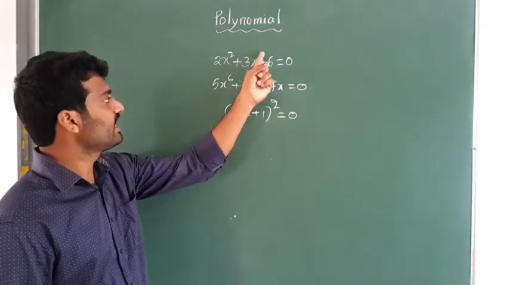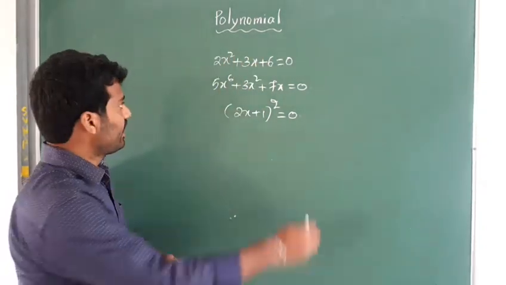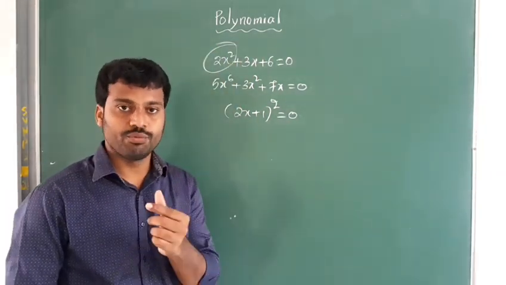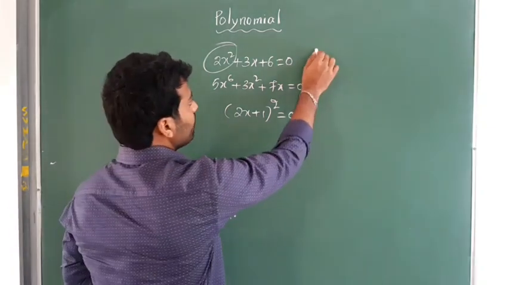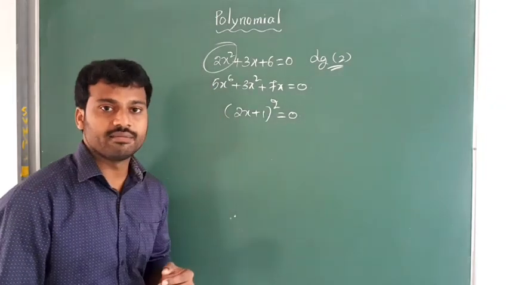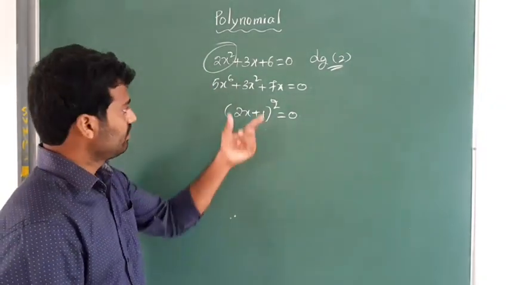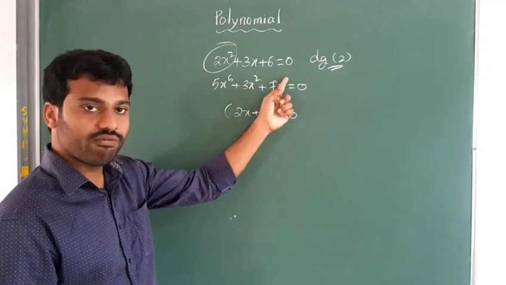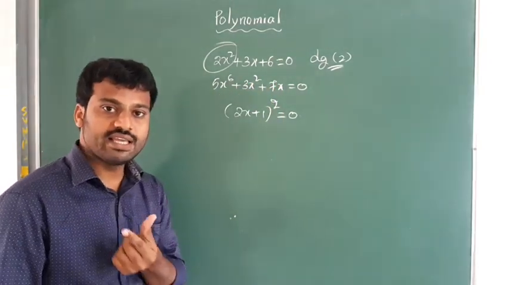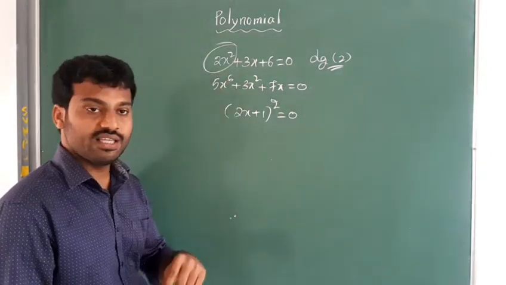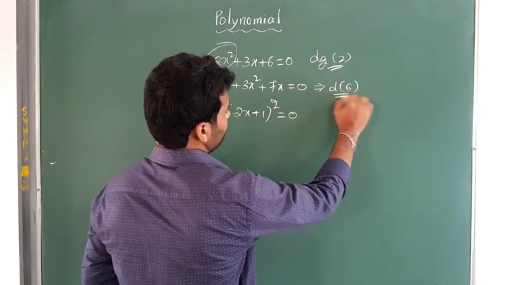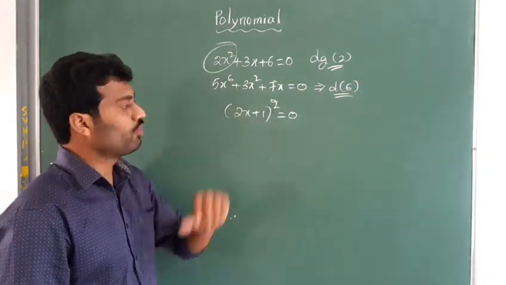2 is greater than 1. So the highest power in this polynomial is x square, x to the power of 2. So the degree of this polynomial is 2. In the same manner, x to the power of 1, x to the power of 2, x to the power of 6. Which is the highest power? x to the power of 6. So the degree of this polynomial is 6.